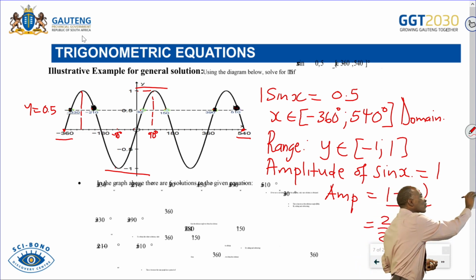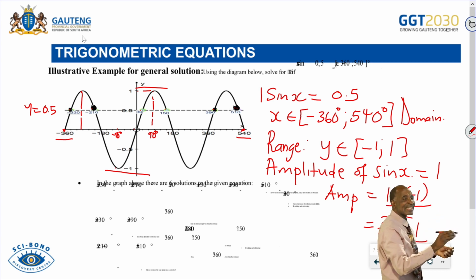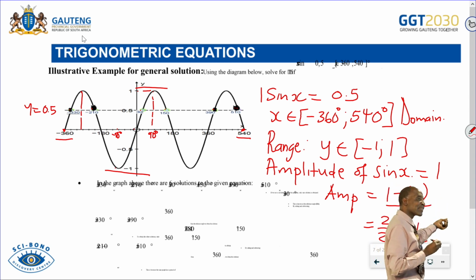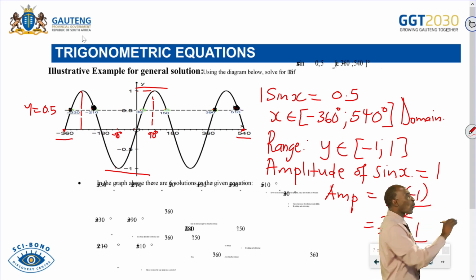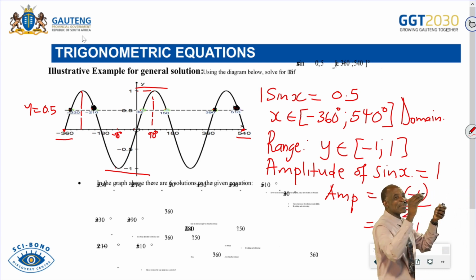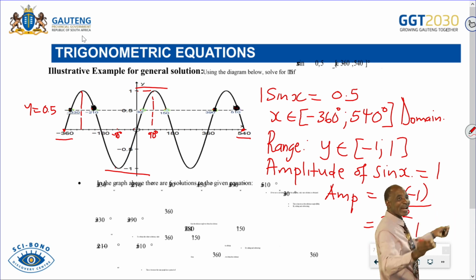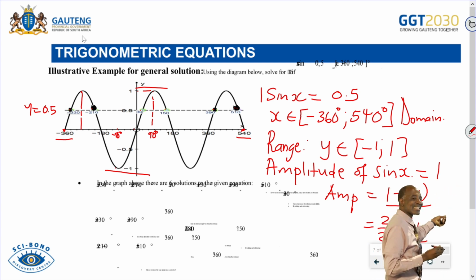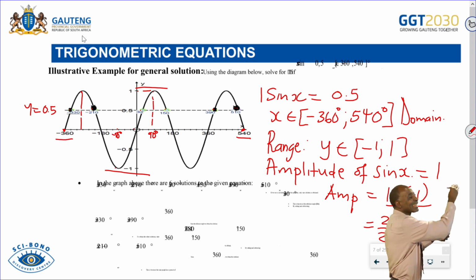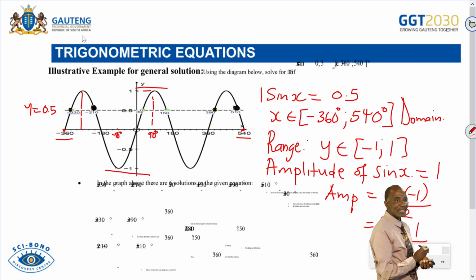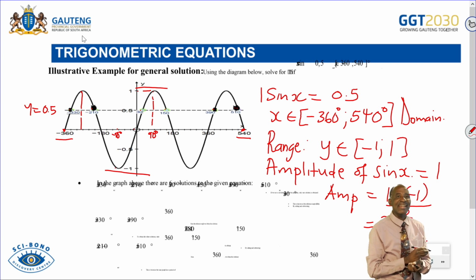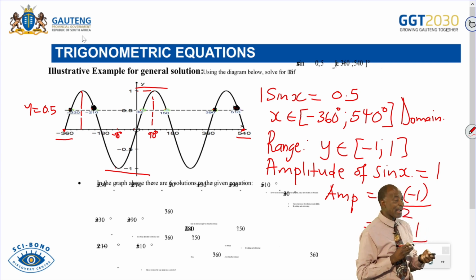The same applies to the line y equals 0,5. It will behave the same endlessly, from negative infinity up to positive infinity. So these two graphs will forever be meeting for the rest of our lives, because the lines don't stop. They will continue moving up to positive infinity, continue decreasing down to negative infinity. So at any given time, they will meet at some points. Where they meet are the solutions to sine x equals 0,5.